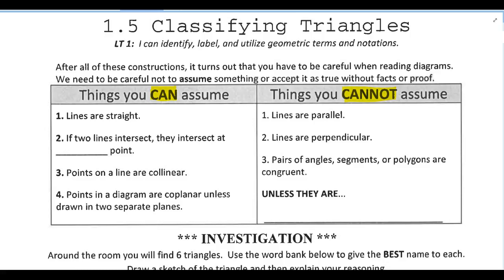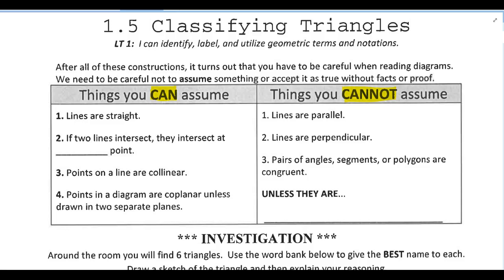In this video, we're going to be looking at things that you can and cannot assume by looking at your picture. And then, as the title here shows, we'll be moving into classifying triangles in the next video. But for now, let's talk about things that you can and things that you cannot assume.